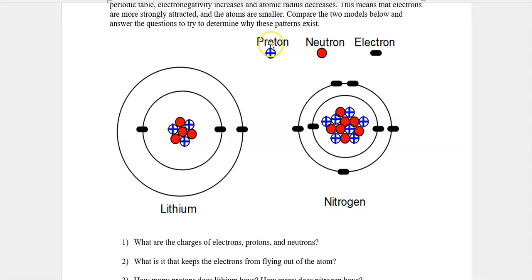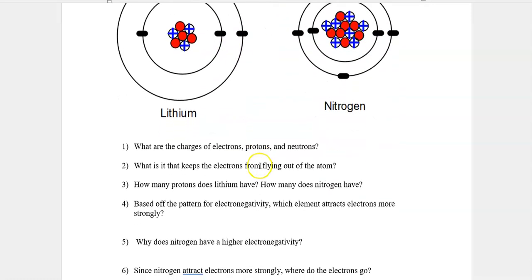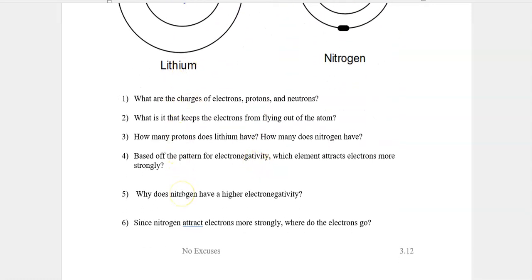So here the protons are going to be the ones with the plus, neutrons are a solid circle, and electrons are dashes. So we've got lithium, atomic number 3, and nitrogen, atomic number 7. Notice nitrogen is a little smaller because as you go to the right on the periodic table, atomic radius decreases. But let's see if we can figure out why. So go ahead and answer these questions. Work on it with partners, discuss this whole class, and then you can unpause the video.